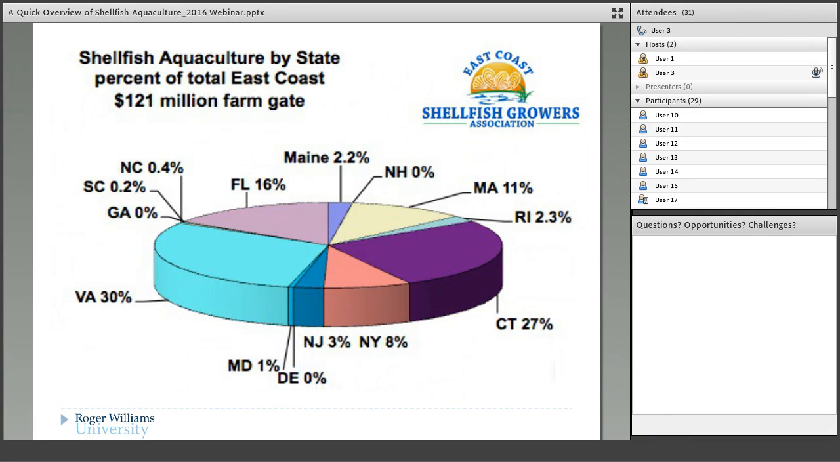If you're wondering how Rhode Island stands in terms of the other East Coast growers, you can see that we're a fairly small player. Massachusetts, Connecticut, Virginia, and Florida are all much larger in terms of their overall oyster production. Rhode Island is growing in size, but at the same time, most of these states' production is increasing significantly as well.